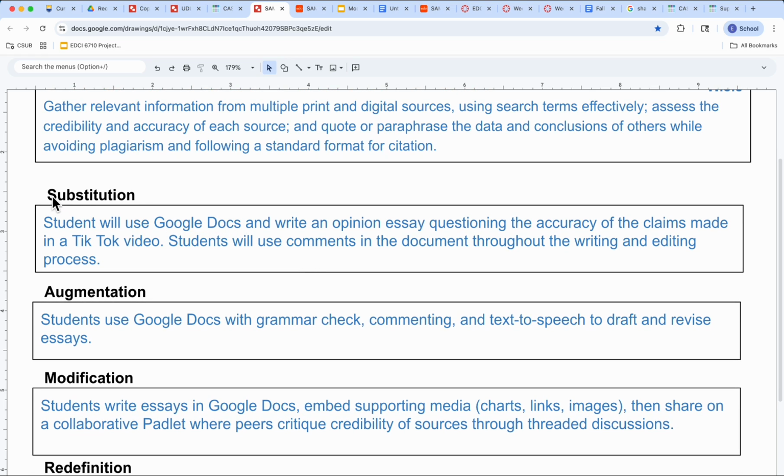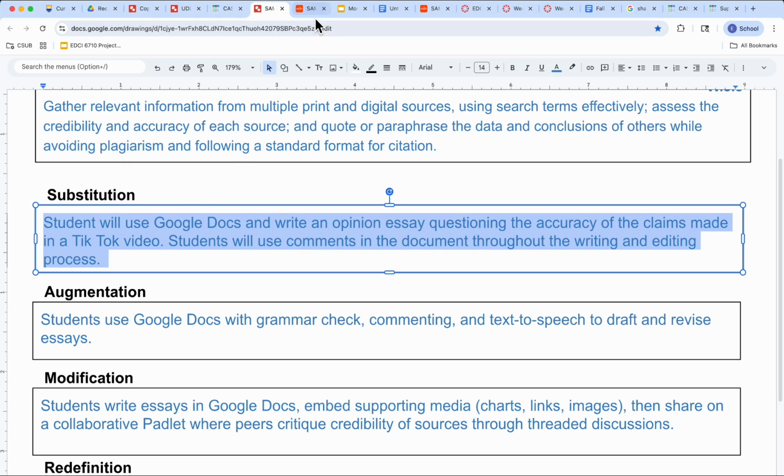So if I'm just going to use technology as a substitute, what would that look like? And again, this is based off of the article that you should have read. Students will use Google Docs and write an opinion essay questioning the accuracy of the claims made in the TikTok video. Students will use comments in the documents throughout the writing and editing process. So in this construct, substitution is just very basic and very straightforward. We used to do this on a piece of paper. Now we're going to do this in a Google Doc, and we're going to use comments.